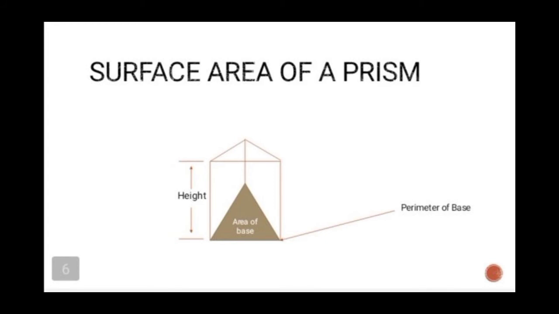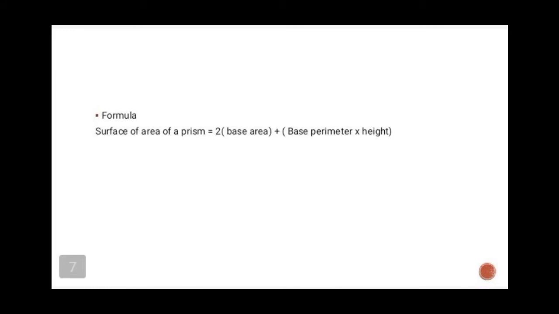For any kind of prism, the surface area can be found using the formula: surface area of a prism equals 2 times base area plus base perimeter times height.